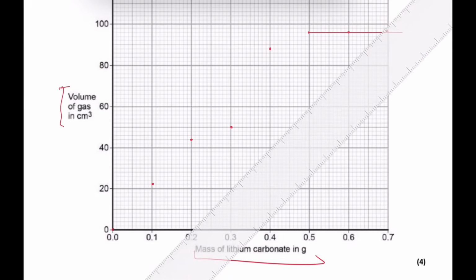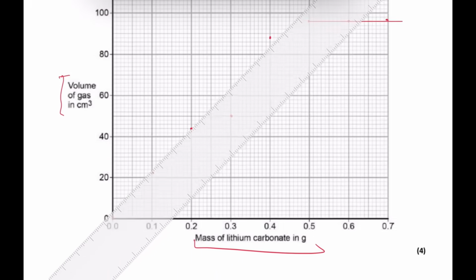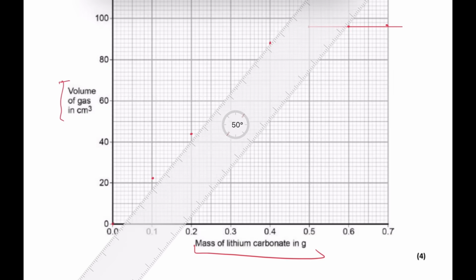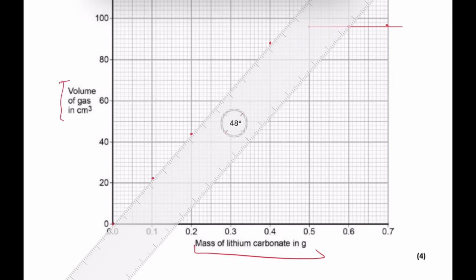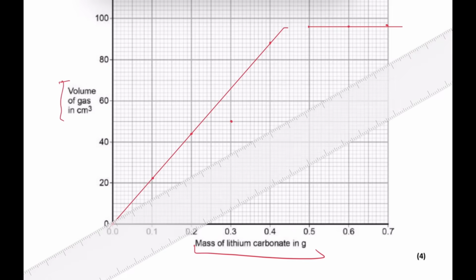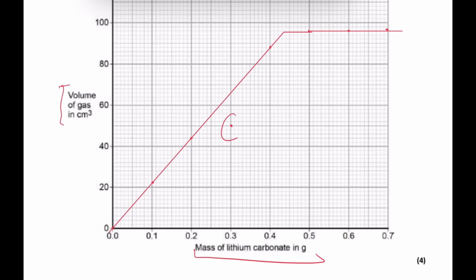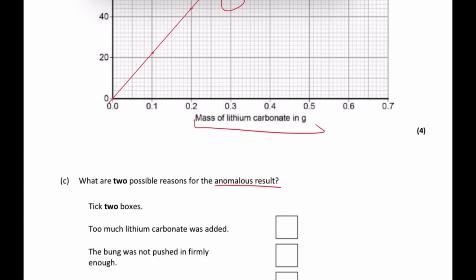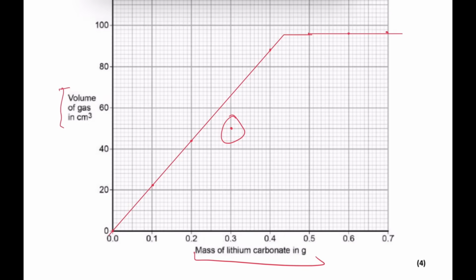Our second line of best fit, we want to go through as many points as possible, and we go through our 0, 0 point. If we go through, we can see that we go through these three over here. If we just draw a line like that, and we just connect these two together, this should be our line over here. And don't worry if you see there's an anomalous result, this is completely normal, especially since in the next question we talk about it. So this is completely fine, but that is our two lines of best fit.